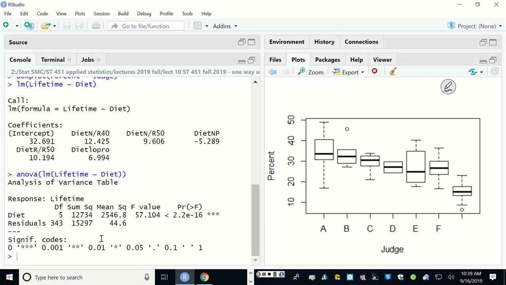This must be n minus I, so I was 6, so 349 different individuals. There's a sum of squares error, or sum of squares residual, and a mean square. And so we're comparing these two things, and we get this enormous F value. F values under the null hypothesis are going to be near 1. So this is 57, so that's enormous. There is a pretty big difference in these diets. That's there.